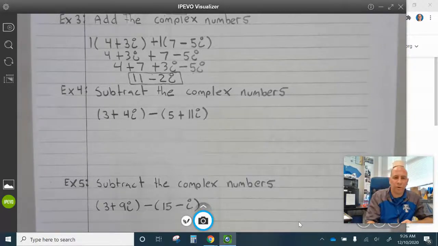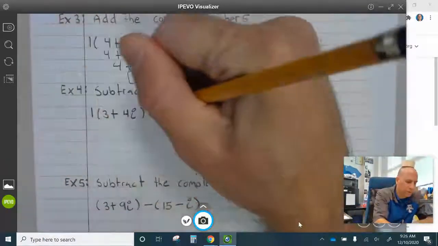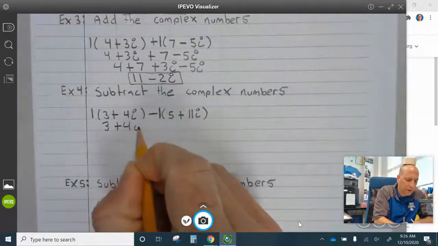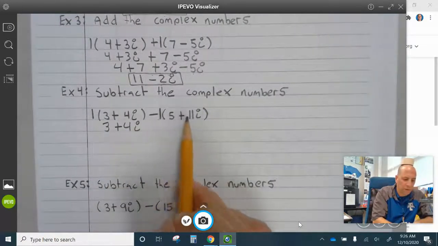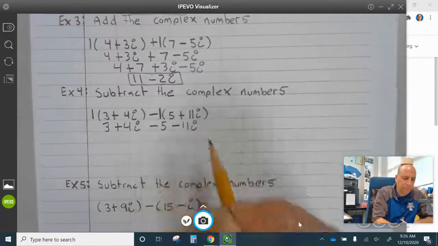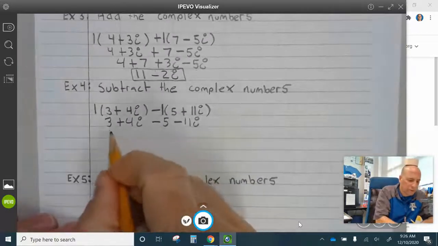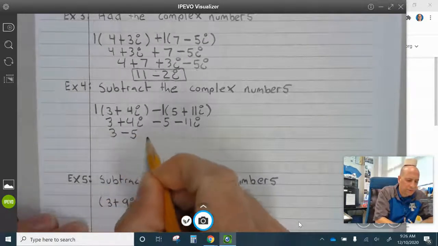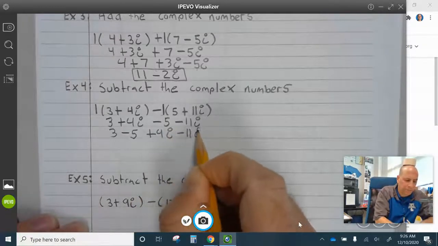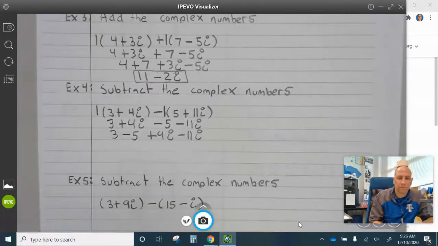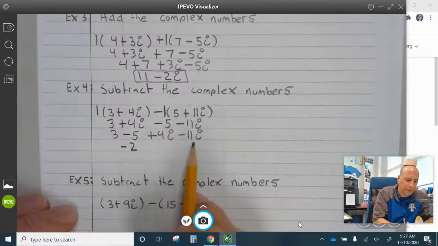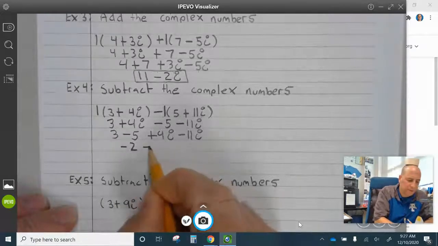All right, example 4, subtract the complex numbers. Okay, so put a 1 in front of the parentheses. So we multiply by 1, that's 3 plus 4i. But now we have to multiply by -1 by each of these. So that's minus 5 minus 11i. Okay, now we group. So that's 3 minus 5 and plus 4i minus 11i. Okay, 3 minus 5 is negative 2. And then 4i minus 11i is minus 7i.